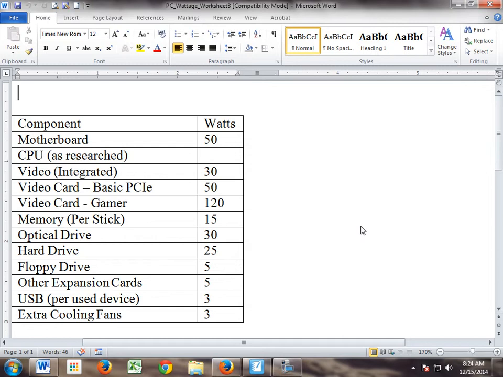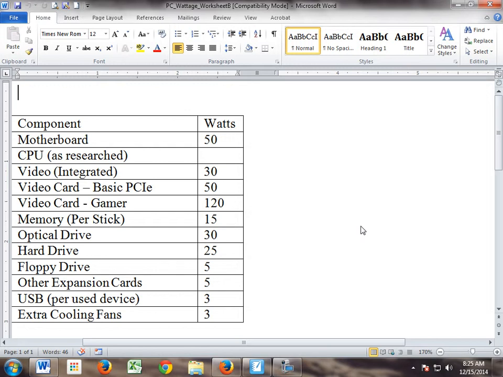This chart is actually the one that's going to be in the final. 30 watts for the integrated video card. If it's an add-in video card, but it's not specifically a gamer, we're calling it 50. And if we're saying it's a gamer, we're saying 120. Realizing that some gamer cards you're going to find when we get to the video card section actually use more than that. Same thing we had before.